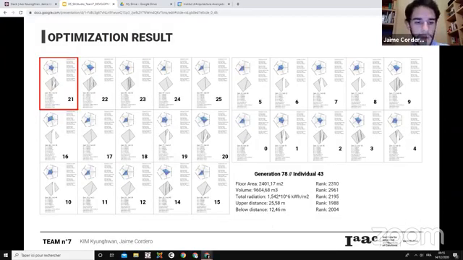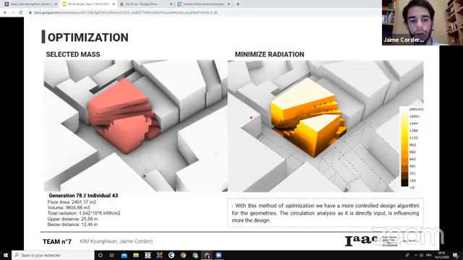These are some of the results that we got, and that one is the one that we selected as it was above average in all the fitness values that we set. And this is how our mass looks like, which, as you can see, we could have a much more controlled design algorithm, and the circulation analysis is really affecting the space in the two buildings, not as at the beginning.